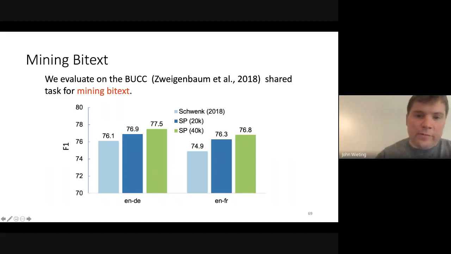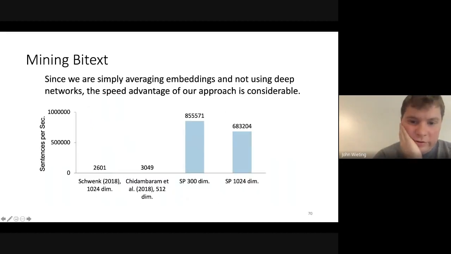But the thing is that they're much, much faster. This is how many sentences you can encode per second, so you're talking about a couple orders of magnitude faster. If you're mining by text, this is something you probably want to do, because you're going to want to encode lots and lots of sentences.